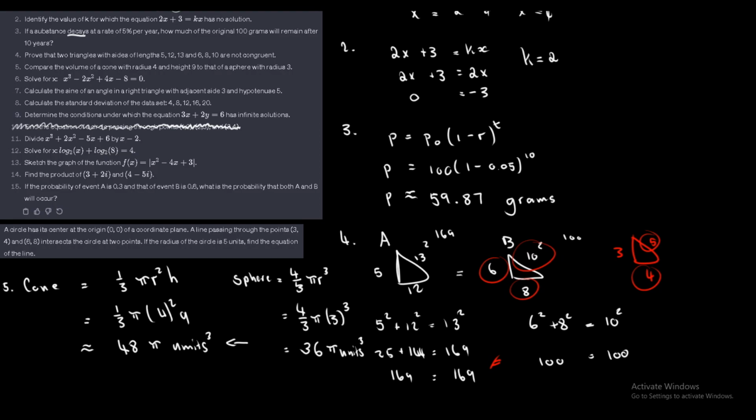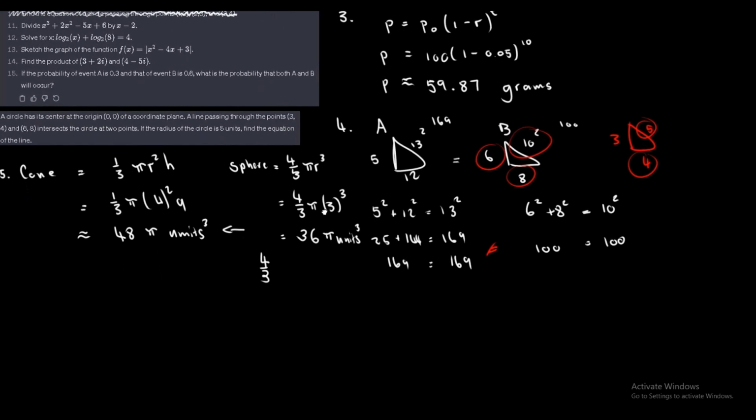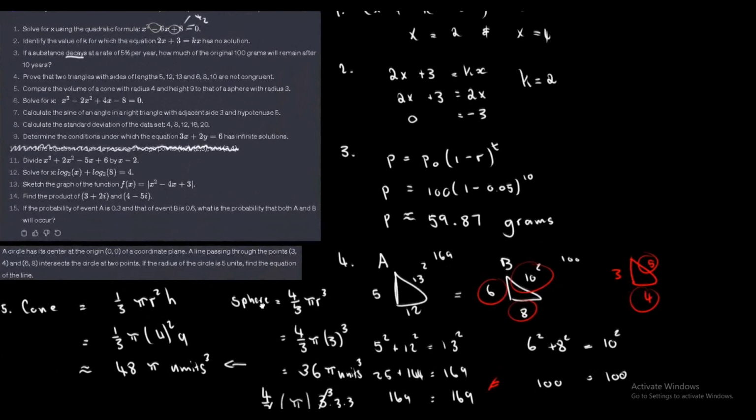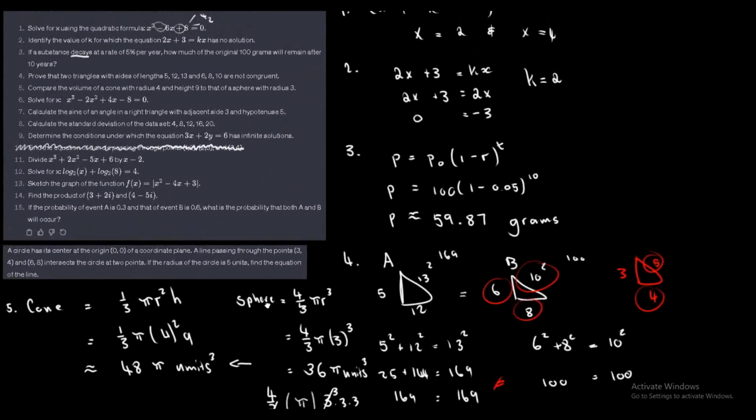What I mean by cancelling one out is if I say 4 over 3, I'm going to move a bit down. If I say 4 over 3 times pi times 3 cubed, in this case it's going to be 3 times 3 times 3, so I can cancel out one of these 3's. This gives me 4 times 9, which is 36. So that's an easy way to calculate if you're required to do it.